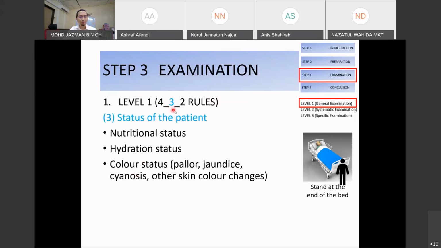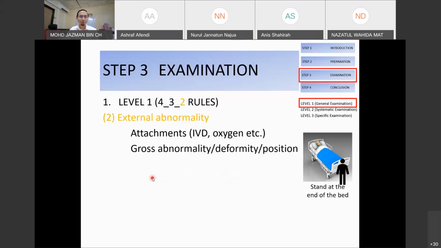Next part of the 4-3-2 rules is the nutrition, hydration, and coloration. Remember the red, yellow, and blue. Remember these 3 colors: red, yellow, and blue for the color status of the patient. Alright, next is the external abnormality, attachments, gross abnormality, deformity, or patient's position at the time. Patient may be lying in a tripod position in respiratory failure. Okay, patient may be lying prone, for example, but you rarely see that in the ward.